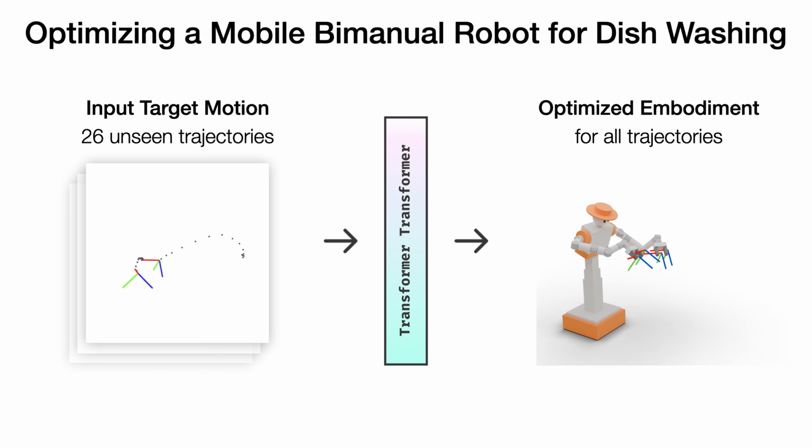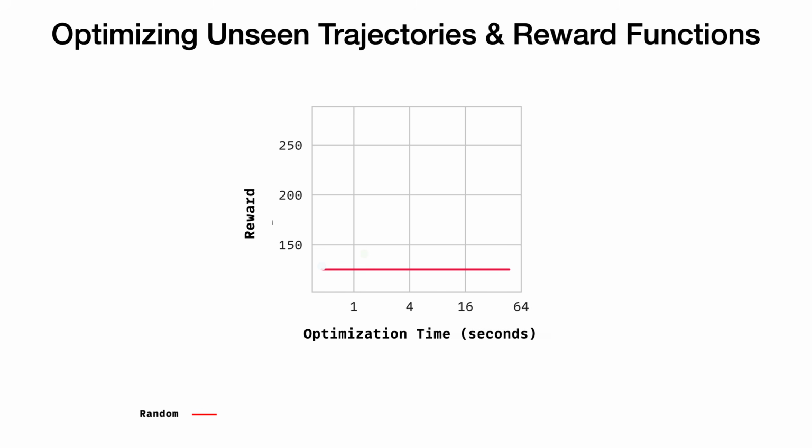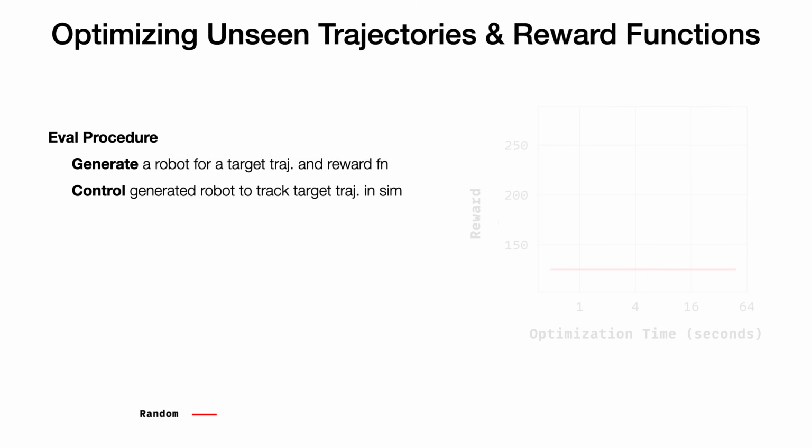This demonstrates we can zero-shot optimize for a manipulation dataset with multi-trajectory optimization. We also have quantitative comparisons of our approach against baselines. The evaluation procedure is that we'll generate a robot for a target trajectory and a reward function. We'll control it to track the target trajectory, then we'll report the achieved reward.